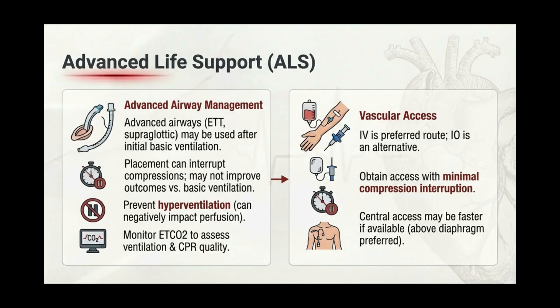Advanced airway management is a key component of ALS. While initial airway management techniques may rely on basic methods such as bag mask ventilation, there are situations where advanced airways, like endotracheal tubes or supraglottic devices, may be necessary. It is important to recognize that the placement of advanced airways can potentially interrupt chest compressions.